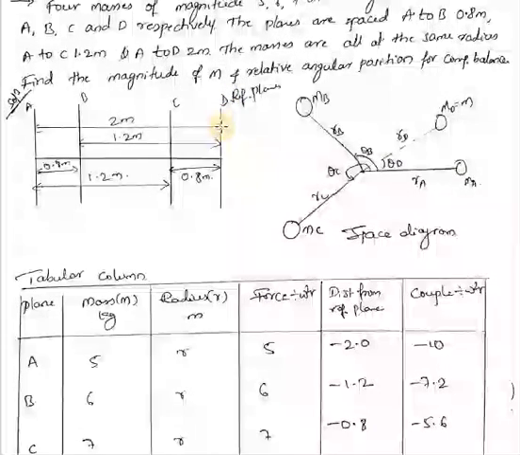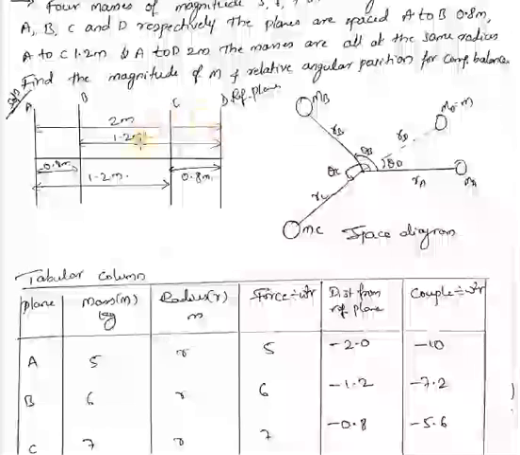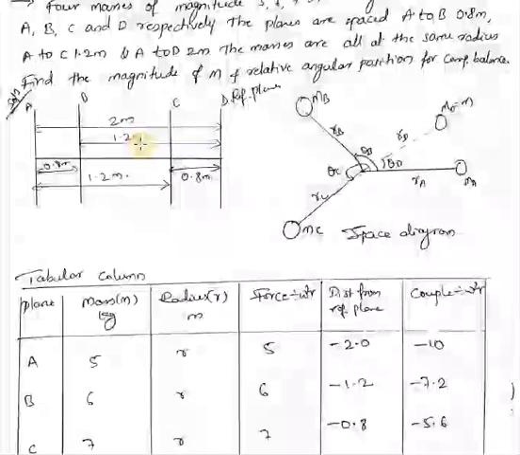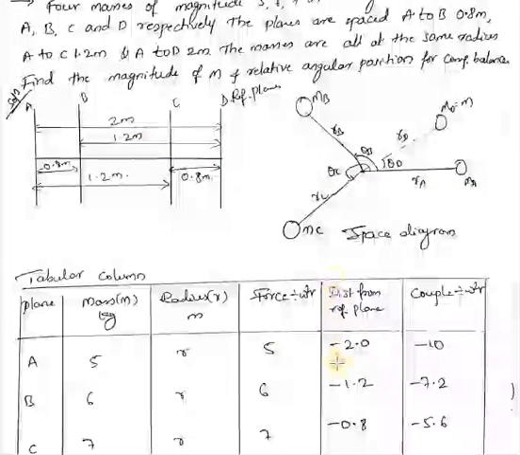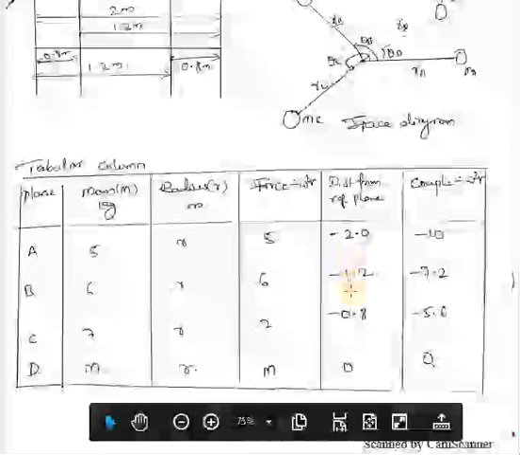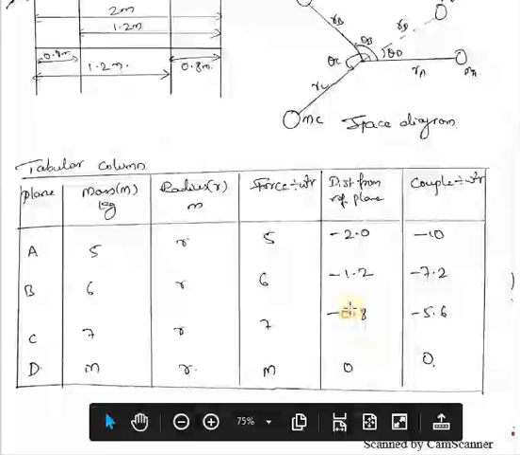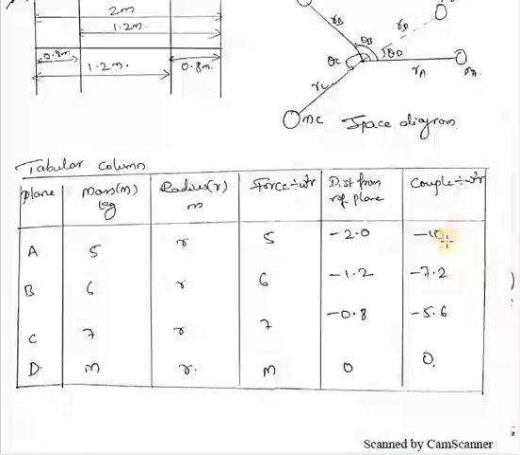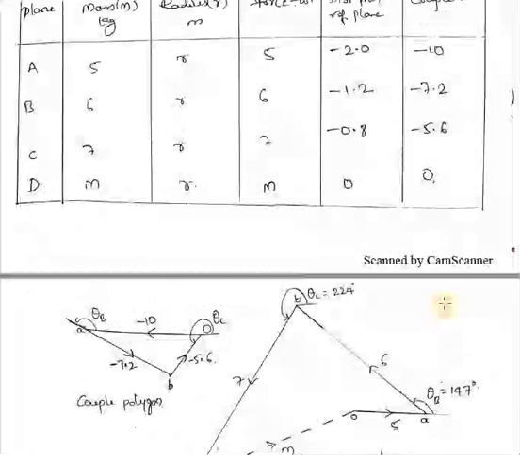And whatever planes are acting towards the left side, their respective distance you have to take with a negative sign. So it is minus 2 meter for A, for B it is minus 1.2, for C it is minus 0.8. Likewise you calculate the couple. Then first we'll try to construct the couple polygon because there are no unknowns. But here all the values are with a negative sign.